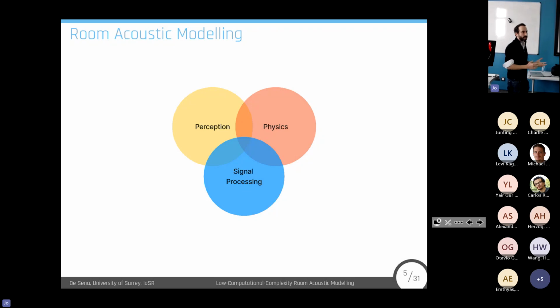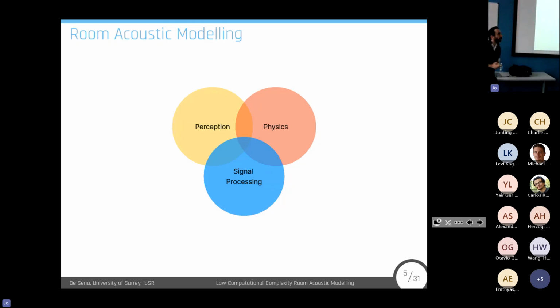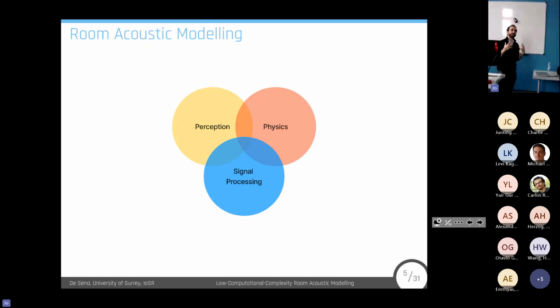And then there is the signal processing aspect to it, where we try maybe to build new signal processing models, either to approximate the physical ones and so on. So within my group, the Institute of Sound Recording, we're very much at the intersection of perception and signal processing. My understanding of this group is that maybe you're more in the middle. There is a lot of representation in terms of physics, but all of these are important and relevant. So it's multidisciplinary. It's not an easy problem, and it's got several aspects to take into account.